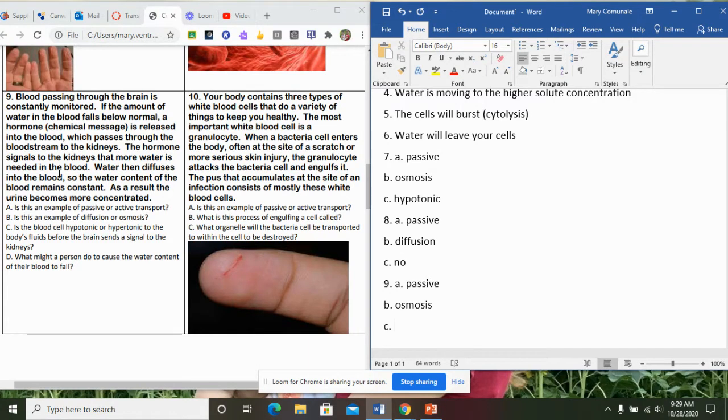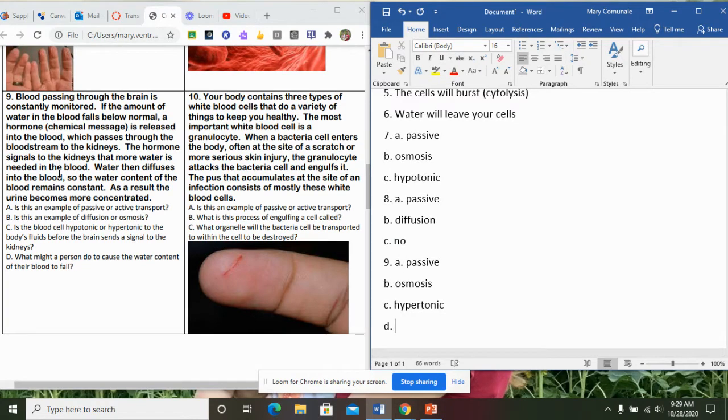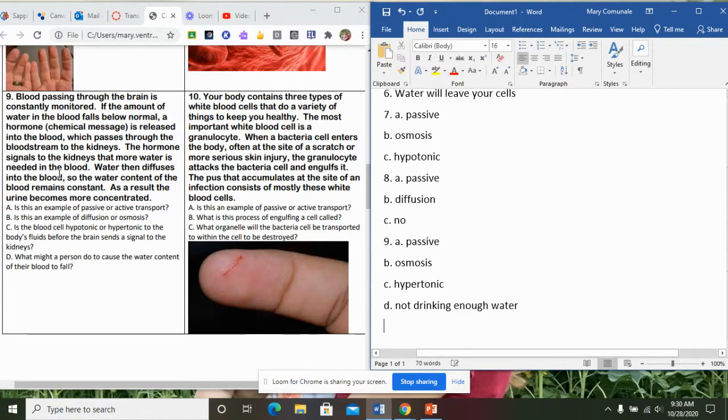C. Is the blood cell hypotonic or hypertonic to the body's fluid before the brain sends a signal to the kidneys? Well, if the water level is falling below normal, that means that there's not enough water. So it's hypertonic. What might a person do to cause the water content of their blood to fall? Maybe they aren't drinking enough water. Or maybe they're drinking too much pop or coffee or something like that.